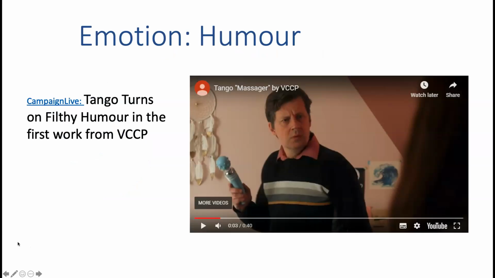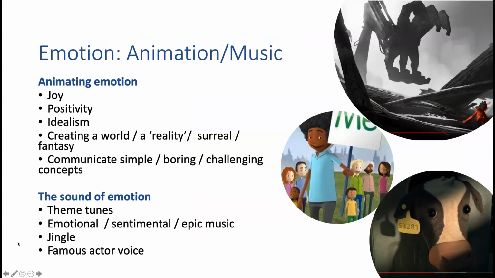So if you want to see an example of using humour, particularly an awkward humour, you can have a look at this Campaign Live clip from Tango, which is a fizzy drink campaign, where they're using embarrassment and humour to sell their drink. Again, there's not a lot of information about the actual product itself in there, so it's a very brand orientated campaign using humour as an emotion to be successful.